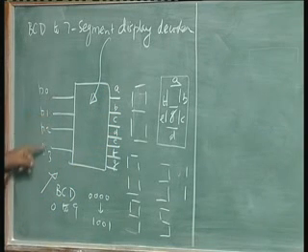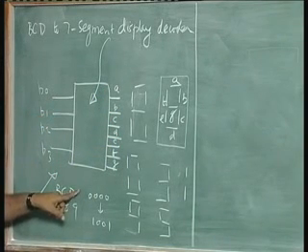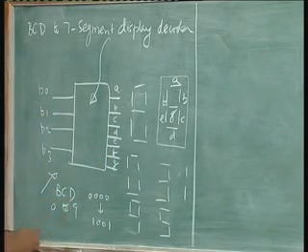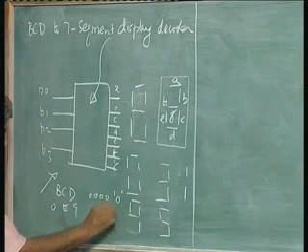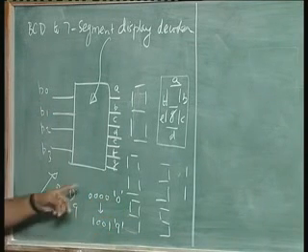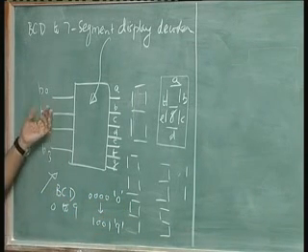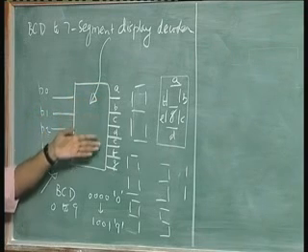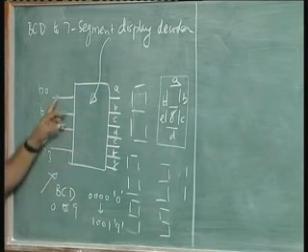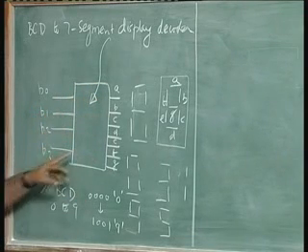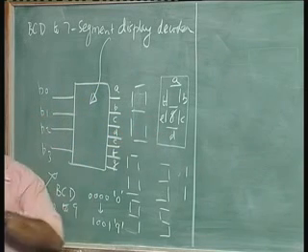Depending on the number I am giving here, the code of the number 0 to 9, this is 0, this is 9. Depending on the code of the number I gave, the corresponding LED should light up. If I give 0, 0, 0, 0, I want A, B, C, D, E, F to glow, G not to glow.